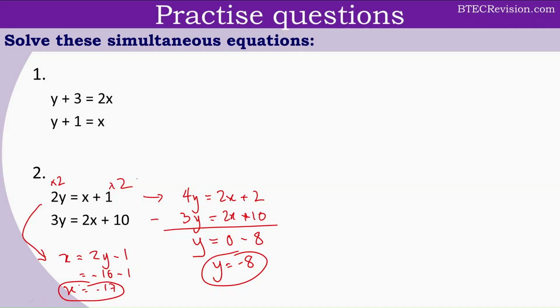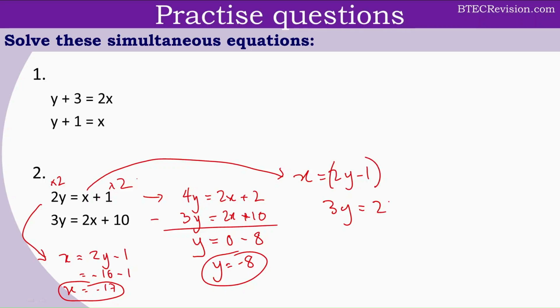Now let's use the process of substitution. So we'll take equation 1, rearrange it for x, which is equal to 2y take away 1, and we're going to replace this into the second equation. So that's 3y is equal to 2 times x, and we know x is equal to 2y take away 1. And finishing off the equation, we have plus 10.